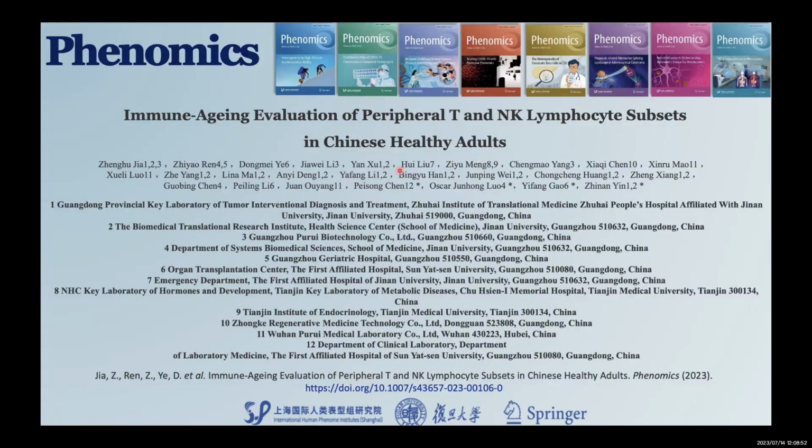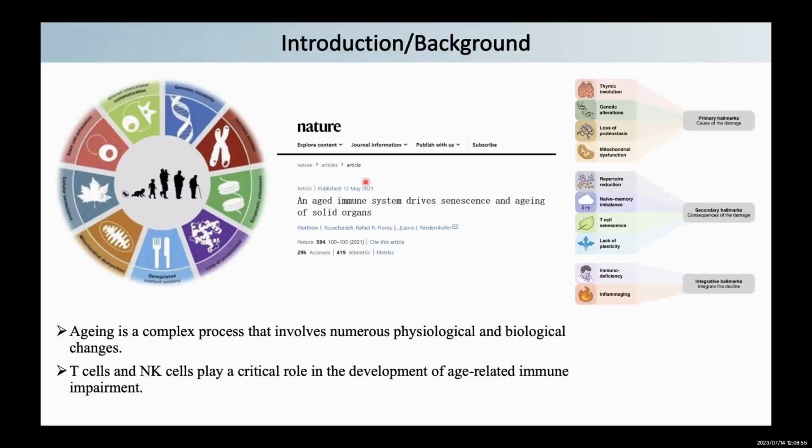As we know, the aging process is primarily composed of three phases with different hallmarks. The first one we call the cause of damage, including epigenetic alteration, genetic alteration, loss of proteostasis, and mitochondrial dysfunction. The second hallmark we call the consequence of the damage, including repertoire reduction, naive memory imbalance, T cell senescence, and the lack of plasticity.